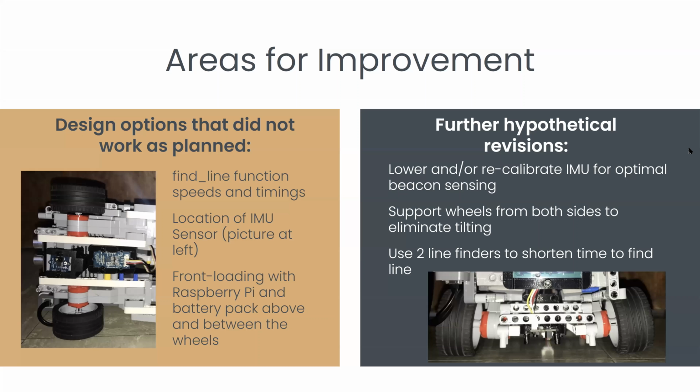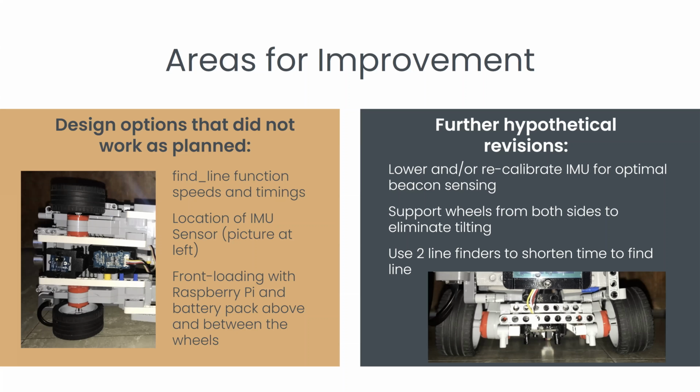Areas for improvement. There were a few design decisions that did not work out as planned. The function for finding a line was very slow and inefficient. In addition, some speeds and timings were still off at the time of the demonstration. The current location of the IMU is ineffective, as it cannot see a magnet from that location. Finally, the macro is very front-loaded, with a heavy Raspberry Pi holder, Raspberry Pi, and rechargeable battery pack situated directly above and between the wheels. This is likely a cause of the distortion in the wheel angles.